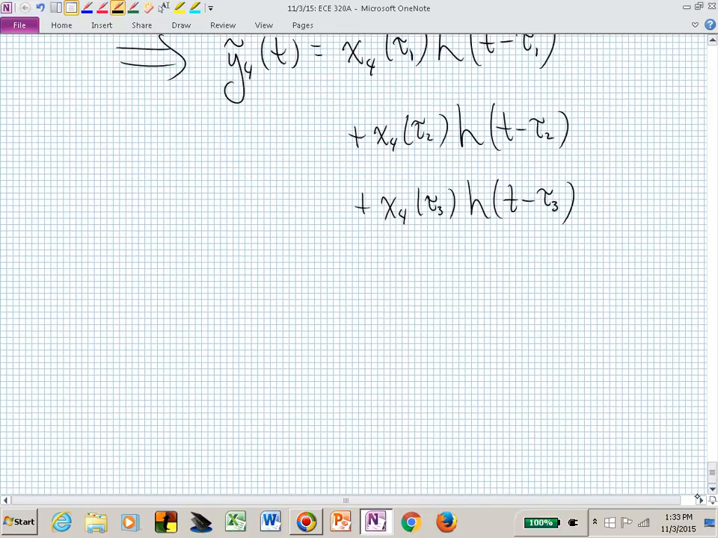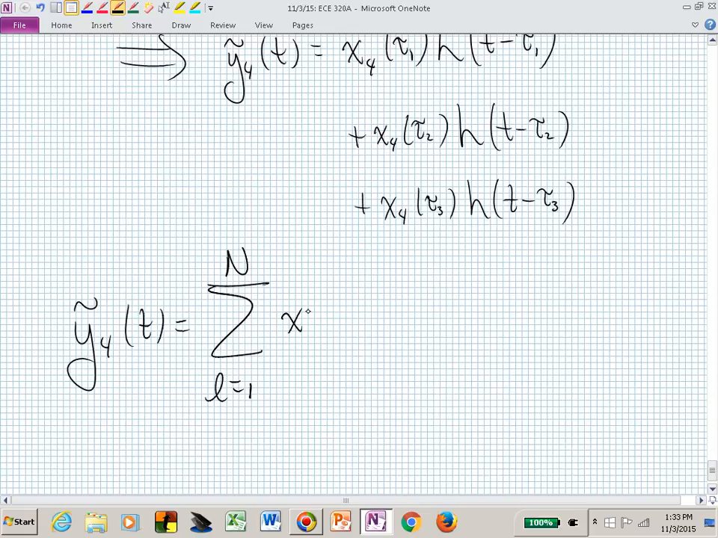But what do we have now? I can now say that y sub 4 of t is now this sum from, let's say, L equal 1 to N. If I started making this a little bit finer, chopping it up and making more taus, I could say that's x of tau sub L, h of t minus tau sub L. Do you buy that? If I started making more and more slices of my time axis, this is now what I have.